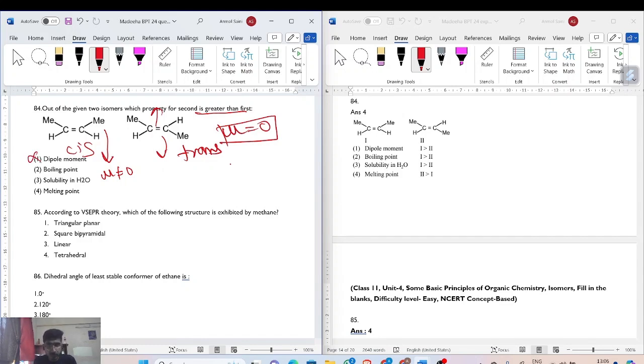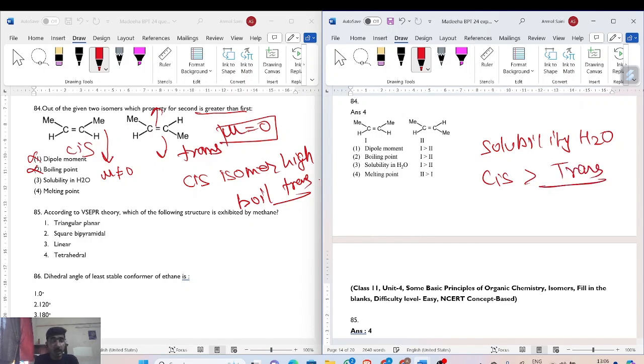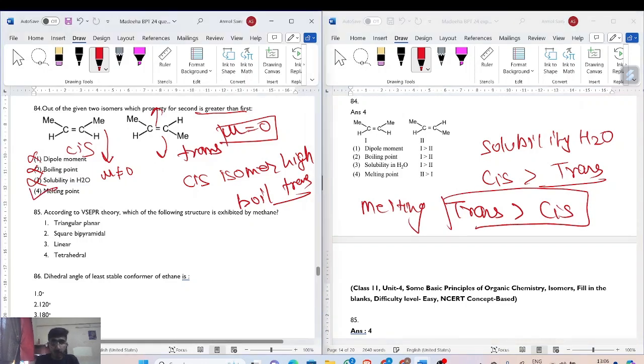Now boiling point. We know that the cis isomer has a higher boiling point than the trans isomer. So this is also incorrect. Solubility in H2O: generally, solubility in water is also higher for the cis isomer than trans. Now melting point. For melting point, the trans isomer has the higher melting point than the cis isomer. So the correct answer will be option number 4.